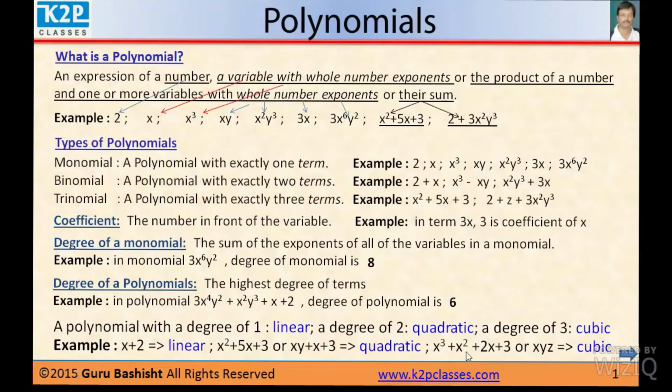Here the polynomial is cubic. Why? x cube. The highest one is x cube. Or here xyz, x into y into z. So x to the power 1, y to the power 1, z to the power 1: 1 plus 1, 2, plus 1, 3. So it is cubic.